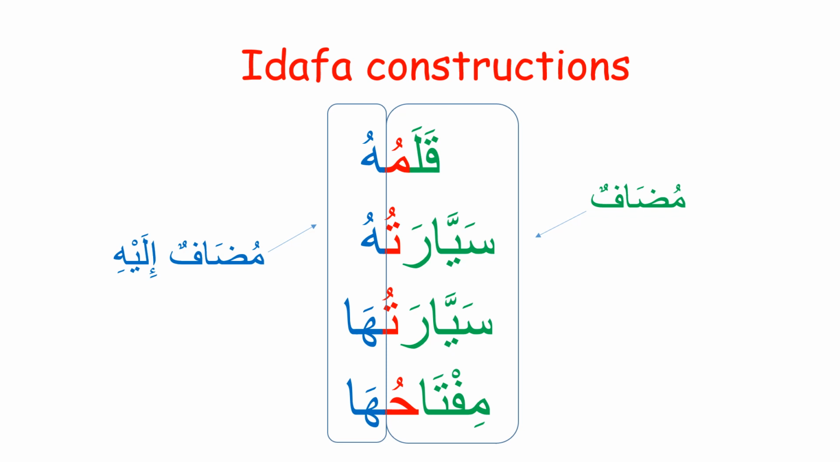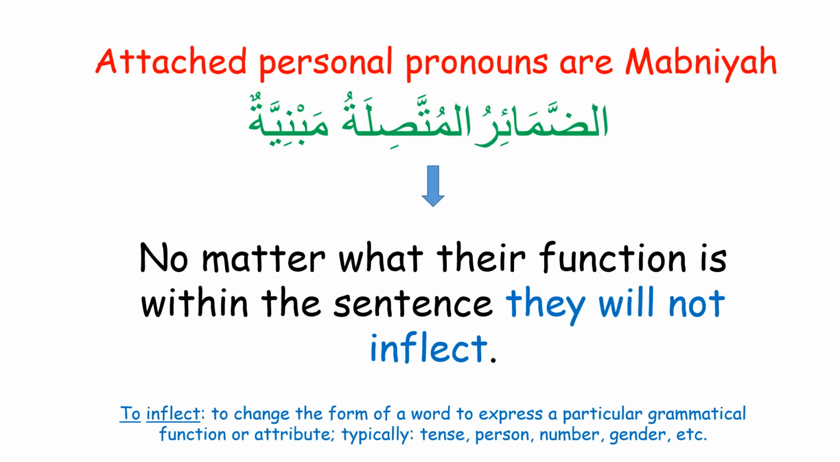How come? It's incredibly simple. Let me remind you that attached personal pronouns are مبنية, not معربة, which means that no matter what their function is within the sentence, they won't inflect to showcase that.